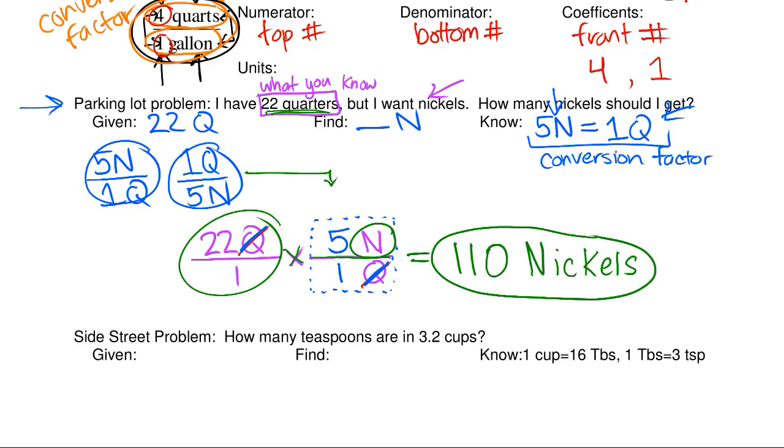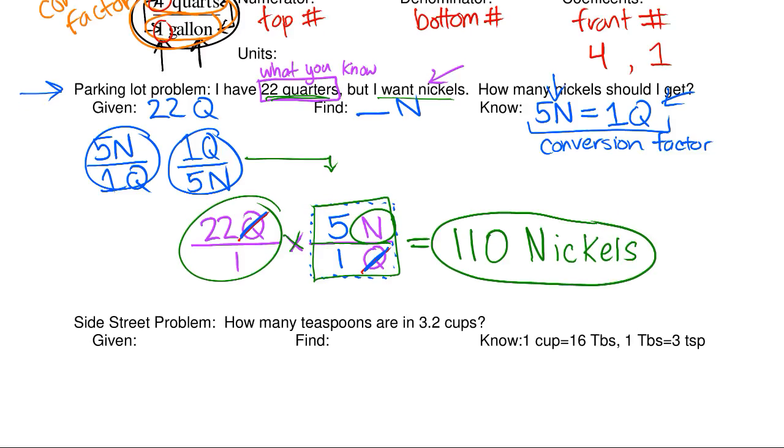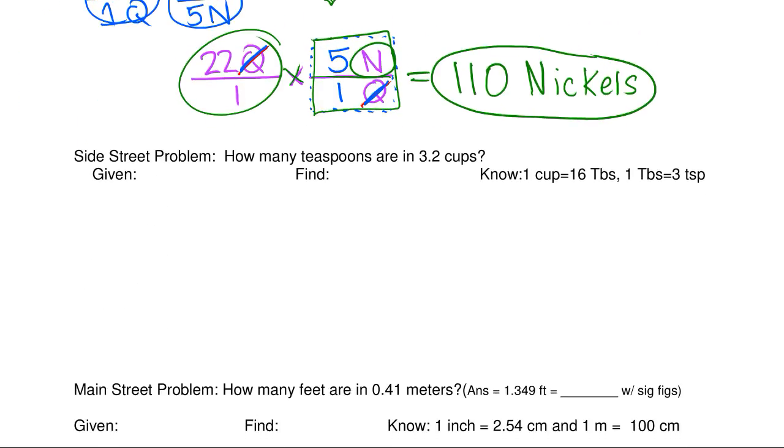So I did the purple parts first and then I did the blue coefficients. I set my units up so that the quarters would cancel because I don't want quarters. I want nickels. So I put nickels on top. This part right here should be equivalent to each other. There's plenty more of these we can do to get in the habit of doing it.